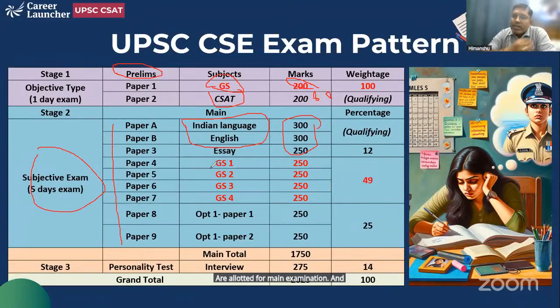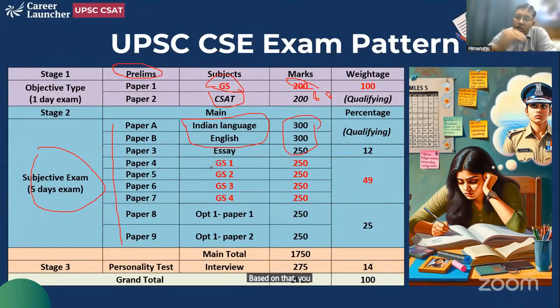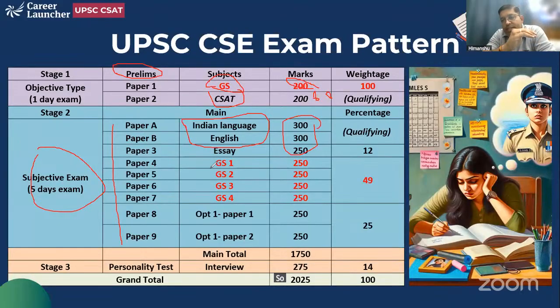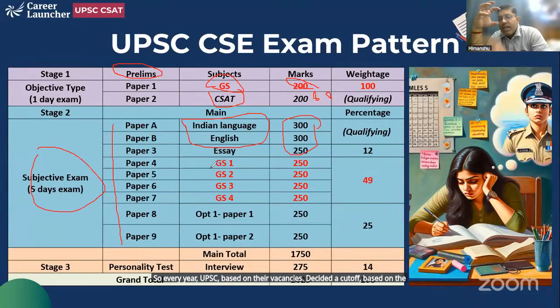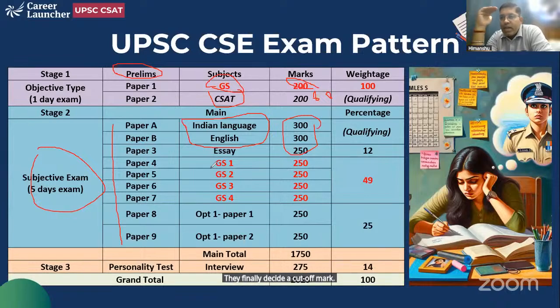Whatever is your score in that 1750 marks, based on that, you either will get a call for the personality test, which we call the UPSC interview, or you will not get a call. Now, how is it decided on what marks you will get a call? Every year UPSC, based on their vacancies, decides a cutoff based on the vacancy and the scoring pattern of that particular year. After the examination, after the copies get checked, they finally decide a cutoff mark. If you are above that cutoff mark, you are selected for the interview. If you are below that cutoff mark, you are not selected for the interview.